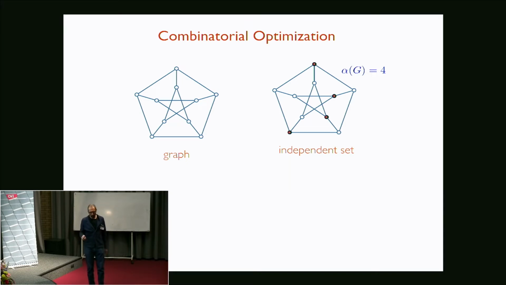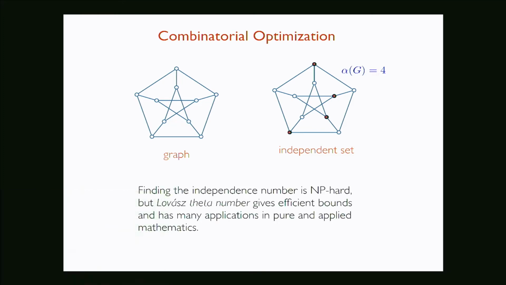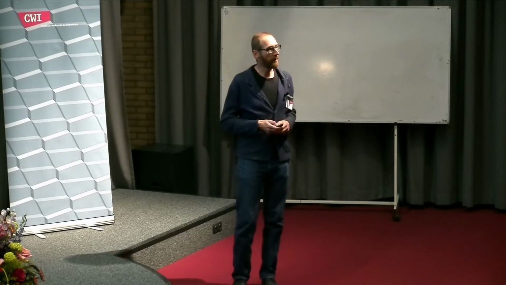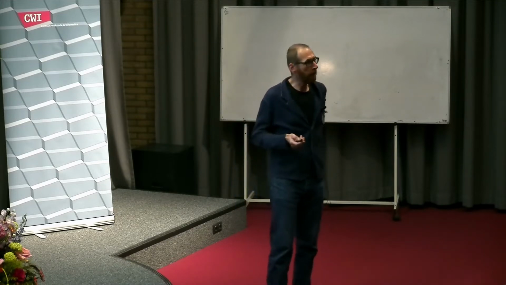That's an important graph parameter. From a computational complexity point of view, it's easy to see that finding the independence number is an NP-hard problem. So you cannot expect to find an efficient algorithm which solves this problem for arbitrary graphs. But on the other hand, and now the Lovász theta number comes in, the Lovász theta number gives an upper bound for alpha, which you can compute efficiently, in polynomial time, and which you can compute not only in theory, but also in practice.